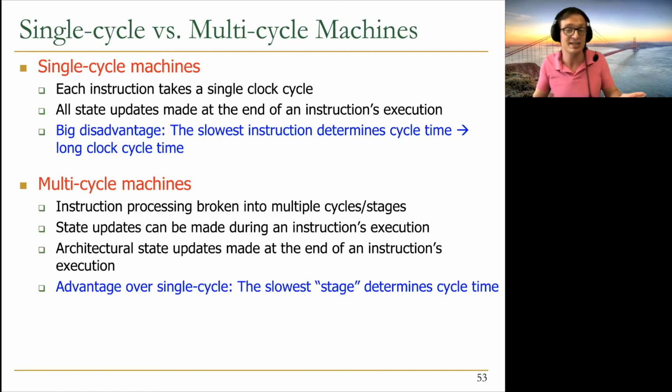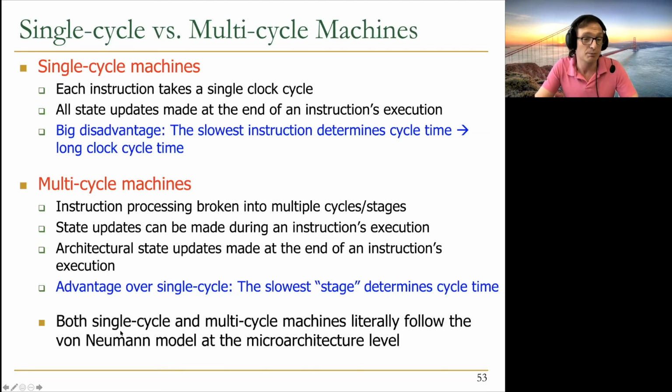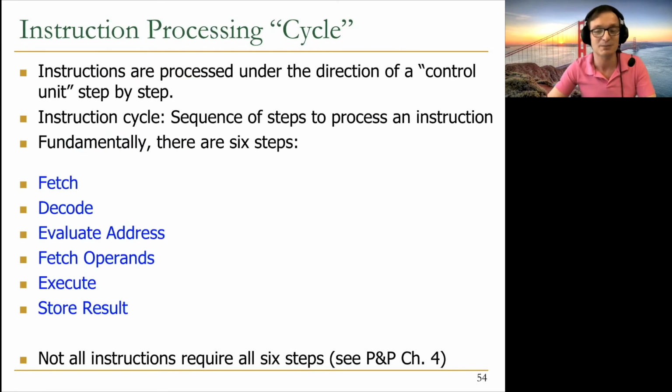You can be a very aggressive designer and say, I'm going to break each instruction into very, very small stages, small clock cycles, essentially, right? And you can basically have a very high frequency this way. So it's important to mention that both single cycle and multi-cycle machines literally follow the von Neumann model at the microarchitecture level. They still execute one instruction at a time, and they still do sequential execution. But even then there's a difference between their performance, as we will see, because multi-cycle machines can optimize clock cycle time, meaning clock frequency, much better. Okay, so now let's build a single cycle processor a little bit.